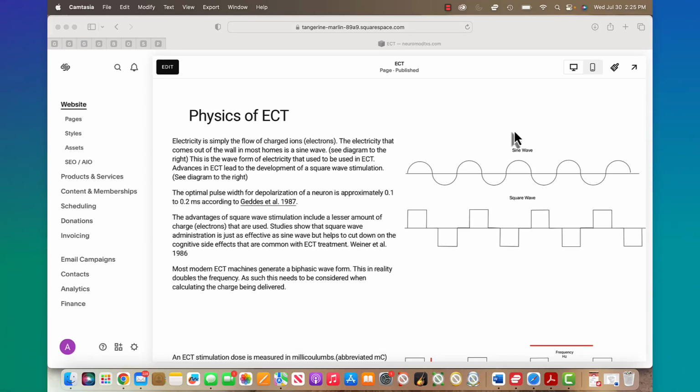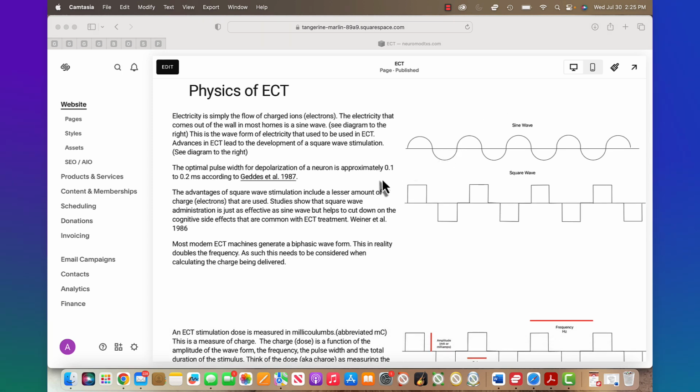Well, hello everyone. Here to talk about one of your favorite topics, physics. And hopefully this physics will help you understand a little bit more about what's happening in terms of the electricity that's involved with electroconvulsive therapy. So electricity is simply the flow of charged ions or electrons.